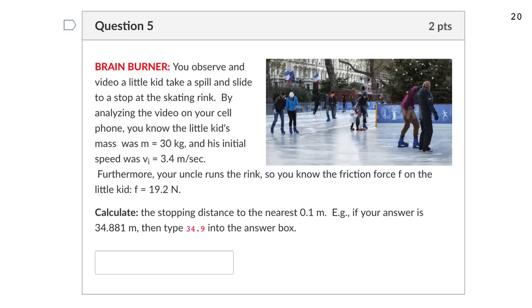Anyways, so all right, so the little kid's mass I'm going to give you, 30 kilograms in this example.